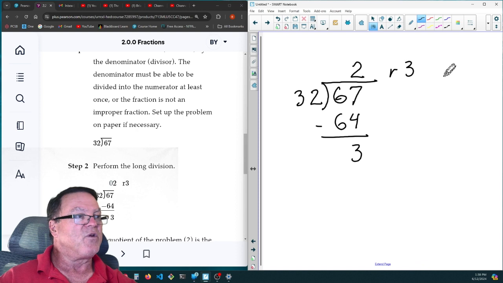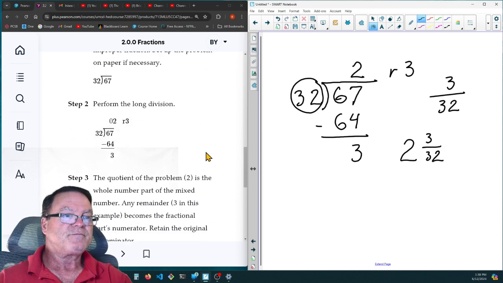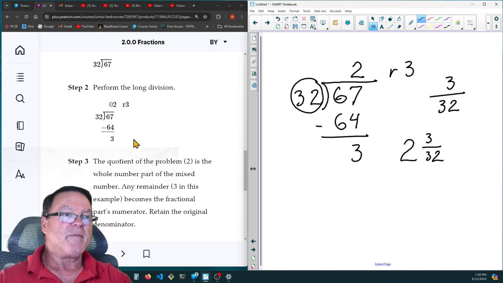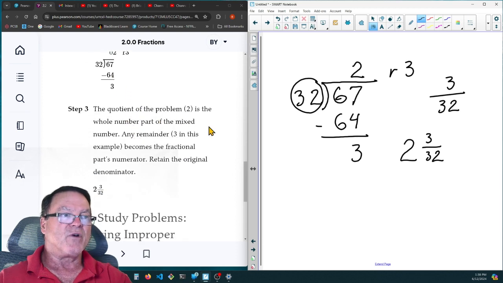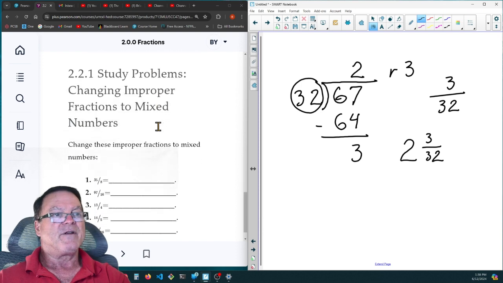And what we'll do is put that 3 over our 32nds. So it's 2 and 3/32. That's our mixed number. 2 and 3/32. Let's see what they did. They did the division the way we did, and they came up with 3 as their remainder. The quotient of the problem is the whole number part of the mixed number. Any remainder becomes the fractional part's numerator. Retain the original denominator, so 2 and 3/32. Very good.